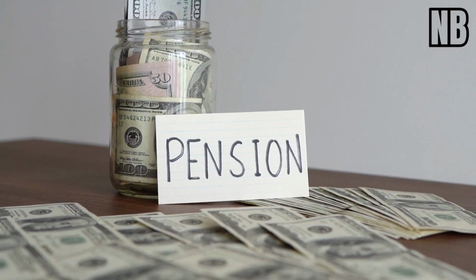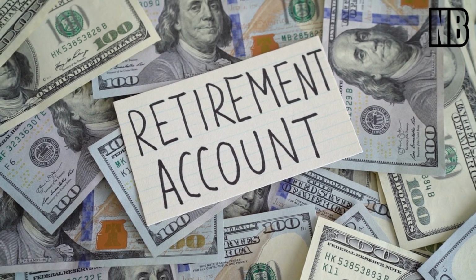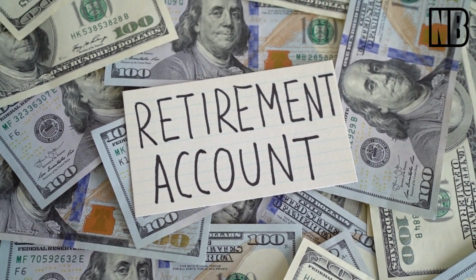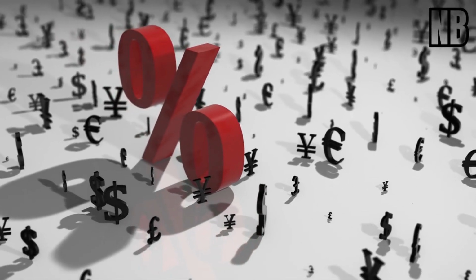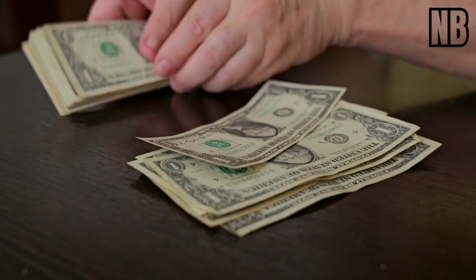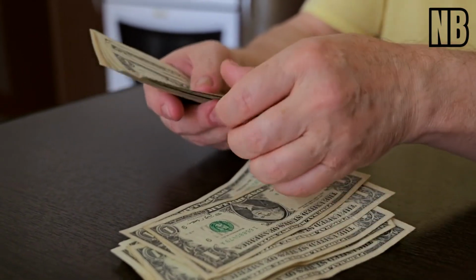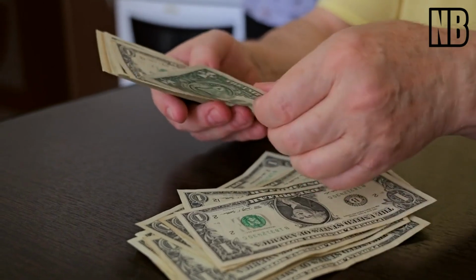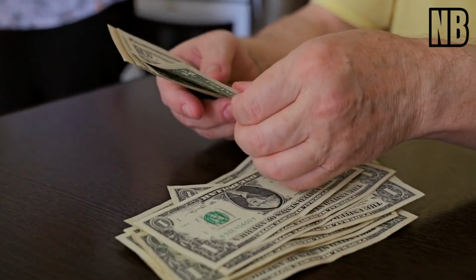The effect of inflation on retirement savings. Erosion of purchasing power. As inflation increases, the purchasing power of your retirement savings decreases. This means that the same amount of money will buy fewer goods and services in the future. For example, if you plan to retire with $1 million, but inflation averages 3% annually, the real value of that $1 million will be significantly reduced over the years.